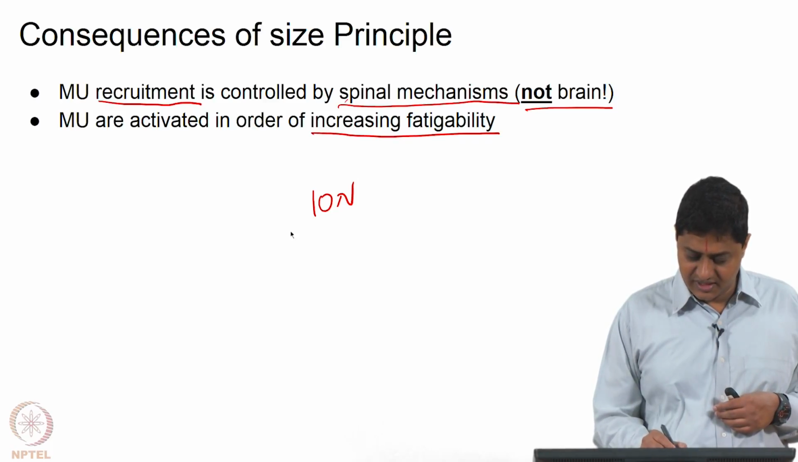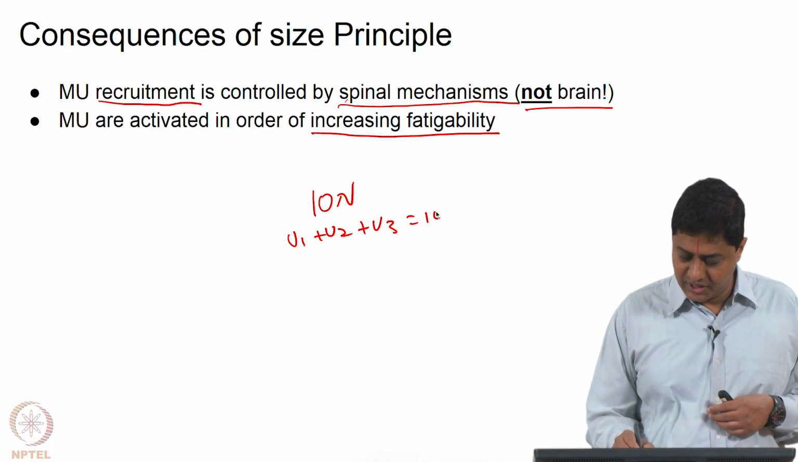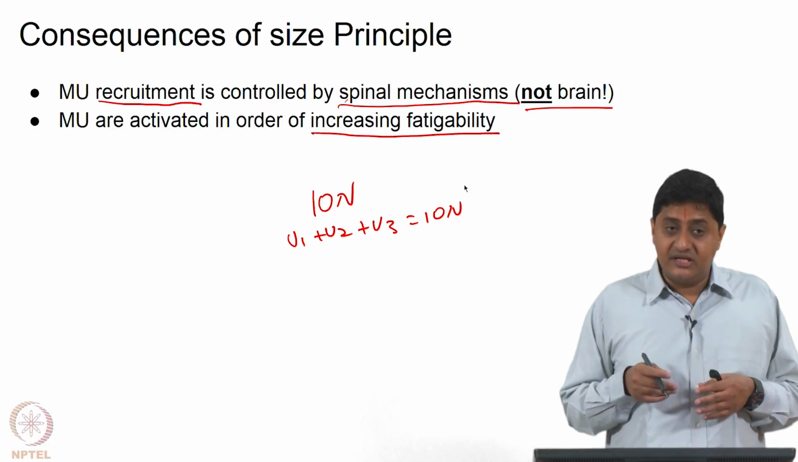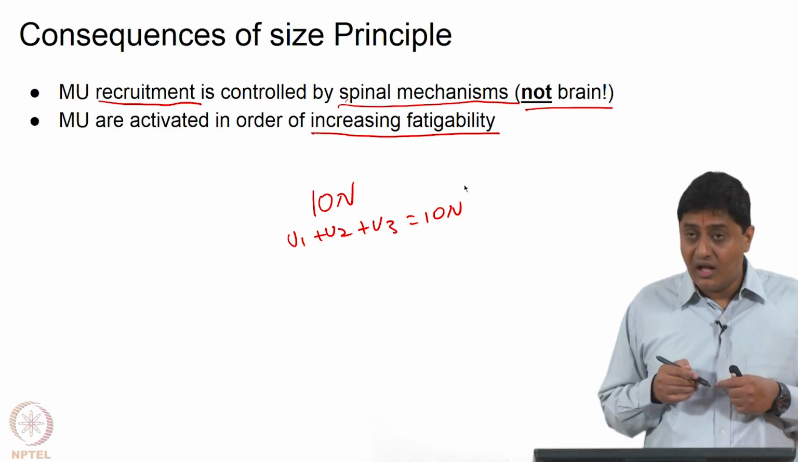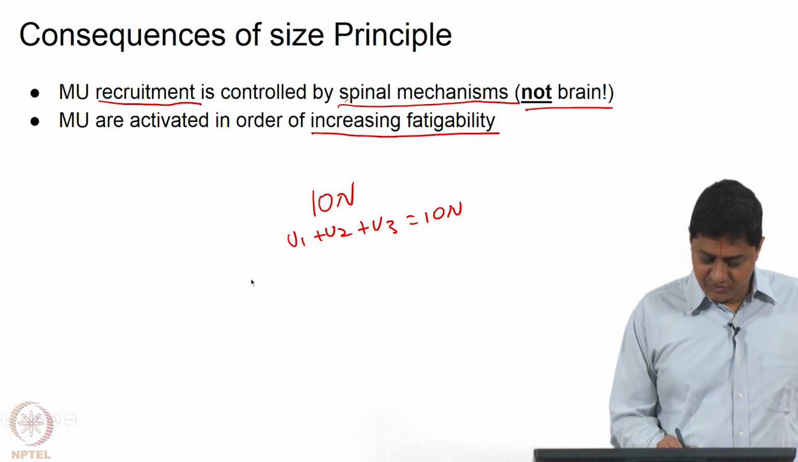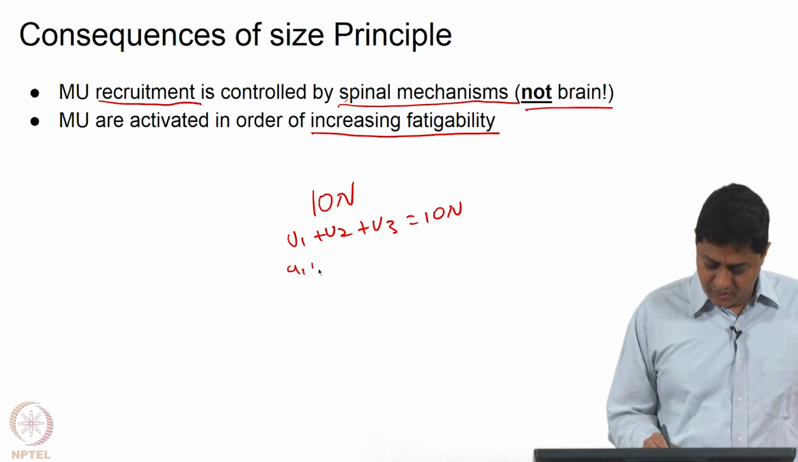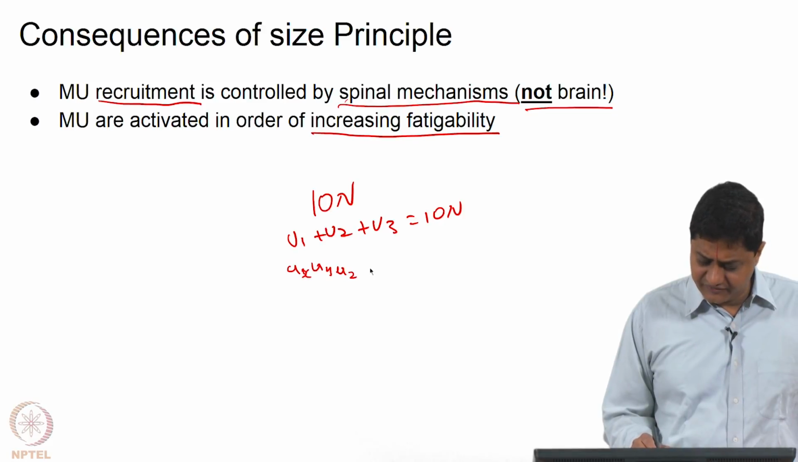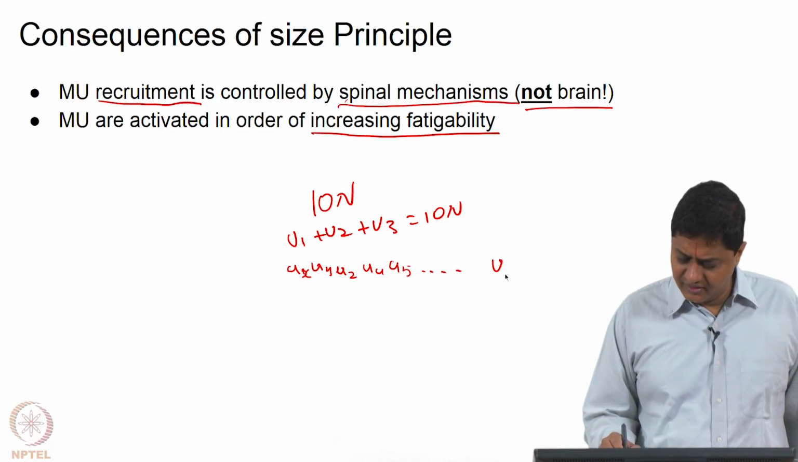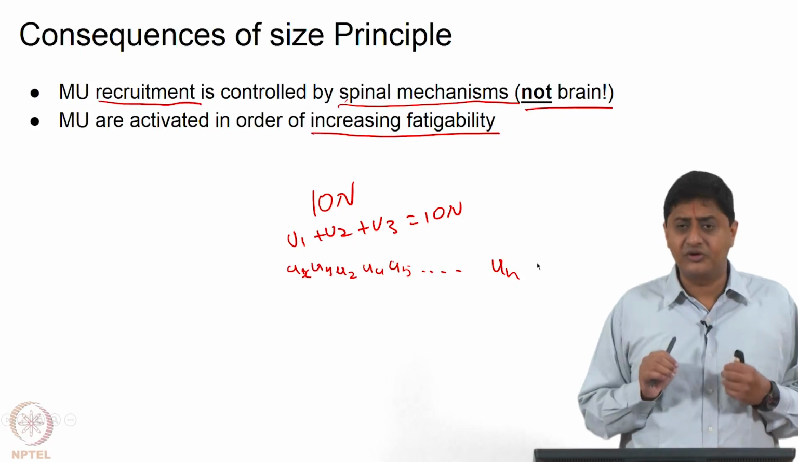I am going to call these unit 1 plus unit 2 plus unit 3 equal to 10 Newtons can be produced. These are relatively large motor units, each of them can produce approximately several Newtons. Or I have small mu's: u1, u2, u3, u4, u5, lots of these until un. A very large number of small motor units are there.